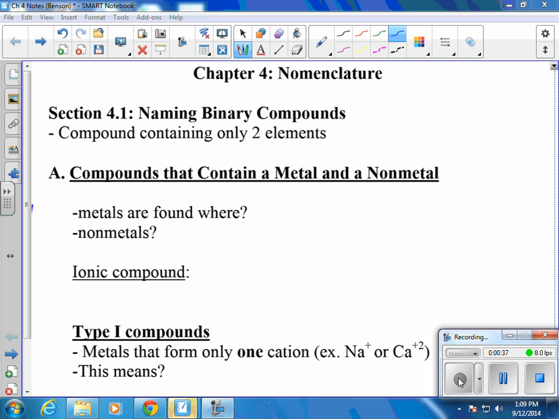So the first section is naming binary compounds. All right, so what's a binary compound? A compound containing only 2 elements. So these are the simple ones. These are the easy ones that you should be able to name.